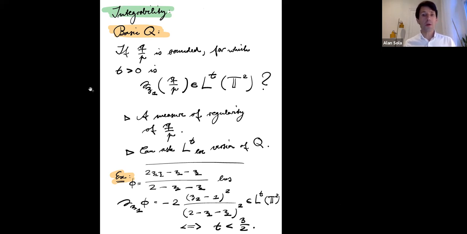All right, so let's look at one of our examples. So if we pick this phi here, of the form (2 z1 z2 minus z1 minus z2) divided by (2 minus z1 minus z2), well, this is a rational inner function. This has modulus 1 at every point of the 2 torus. And you can compute its derivative by hand. It's this expression. And again, you can check for which exponents t this function is in L^t of the 2 torus. And it turns out that this is true if and only if t is less than 3/2.